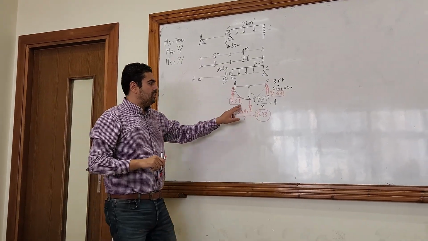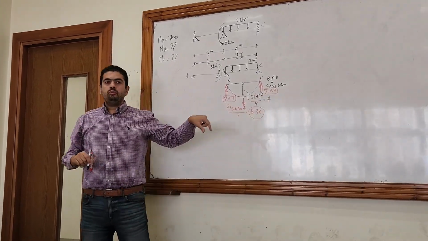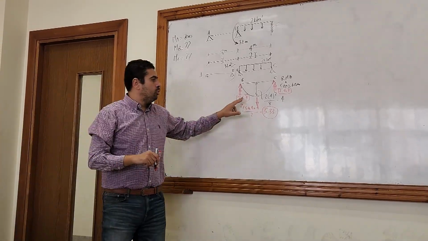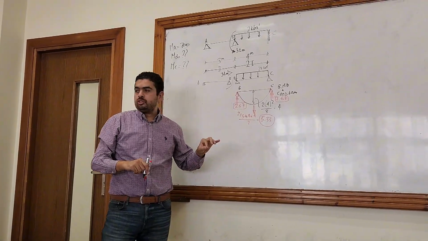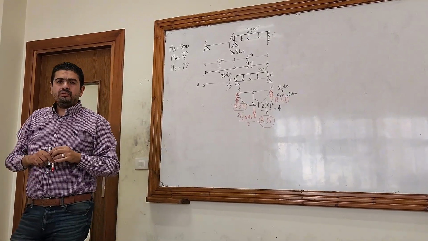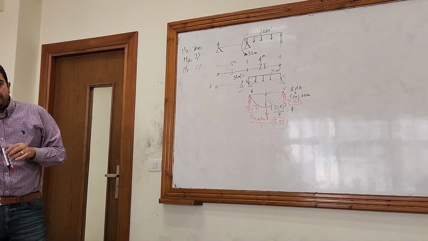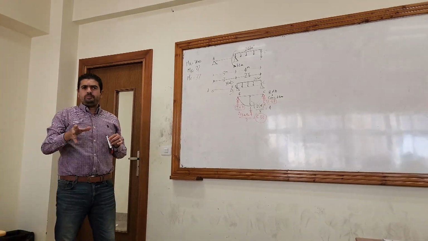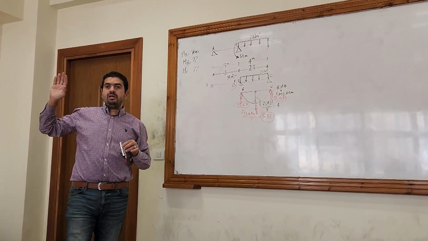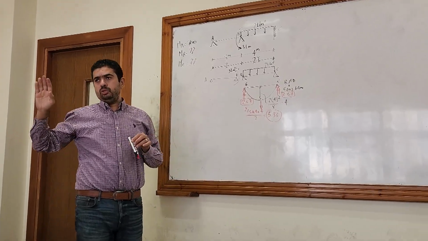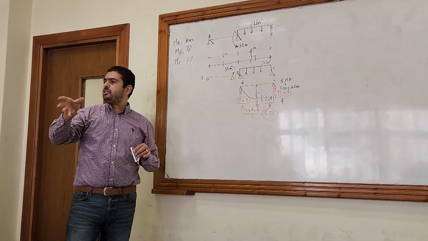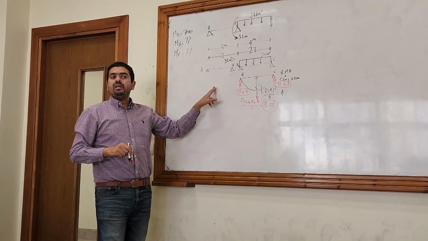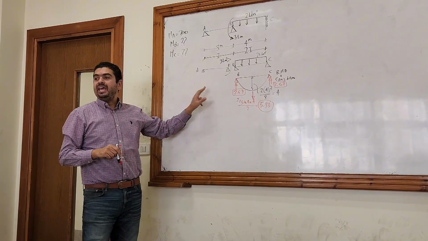What are these reactions called? We said last lecture, these reactions are called elastic reactions. What's the definition of the elastic reaction? It's the reaction from the conjugate beam. You know this expression, elastic reaction, since the mechanics of materials, the deflection method. Okay? Let's repeat it again on the span AB.